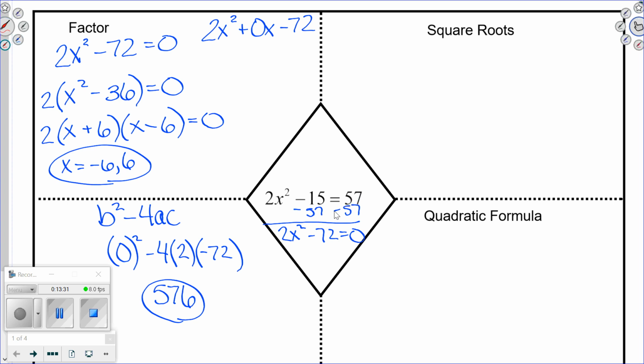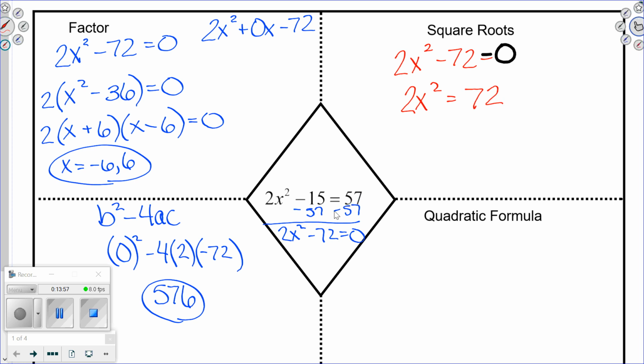All right, square root method. So we have 2x squared minus 72 equals 0. We had originally set that equal to 0. Square root method, do I want it set equal to 0? No, I want to isolate the squared. So I'm going to move everything to the other side. So we'll add 72. So 2x squared equals 72.